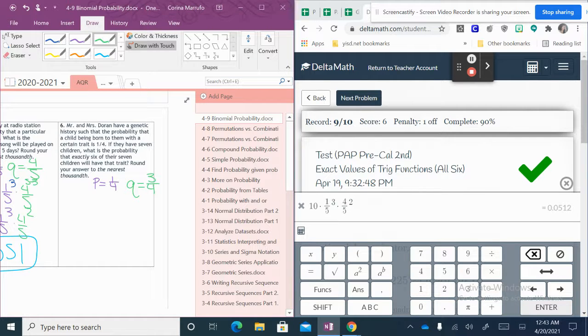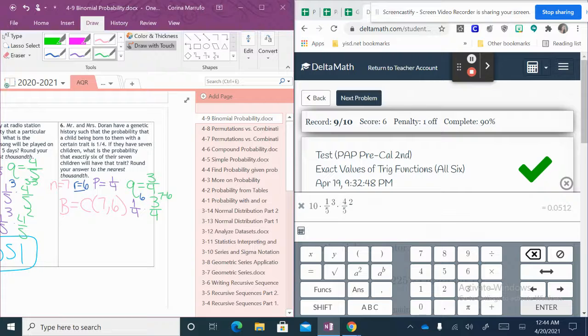Okay, so if they have 7 children, so then that means the number of events is going to be 7 because they're having 7 kids. And the favorable events is that exactly 6 of the 7, so then R is equal to 6. Of the 7 children will have the trait, round your answer to the nearest thousand. So we do the same thing again. Our binomial theorem, we're going to do a combination of 7, 6. And then we take our probability, which is 1/4, and we put it to the power of the favorable event. So 1/4 to the 6th power times 3/4 to the power of 7 minus 6.